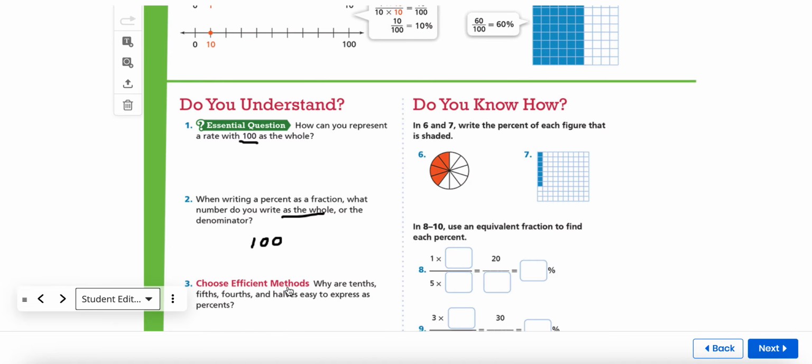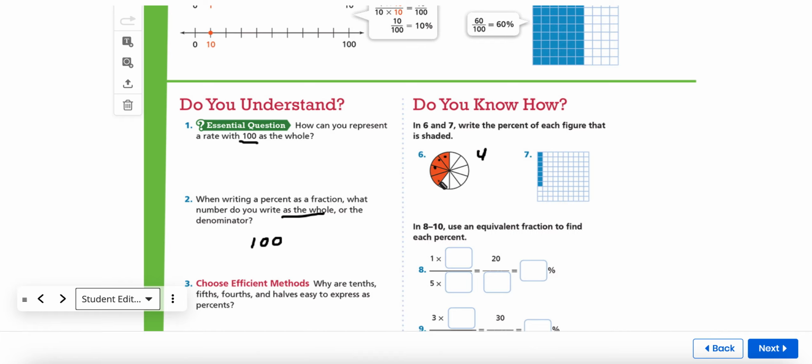Okay, now let's look at example 6. Write the percent of each figure that is shaded. So number 6, we have a circle. In the circle, first we need to find out how many pieces are shaded in, because that is going to be my numerator. So we have 1, 2, 3, 4. So that's going to be my numerator.